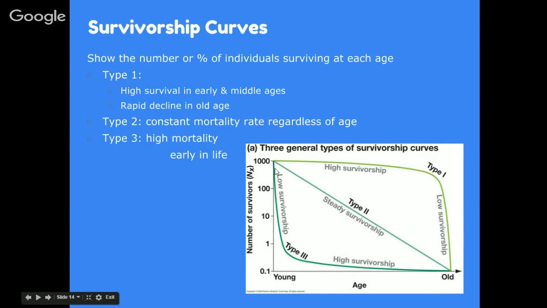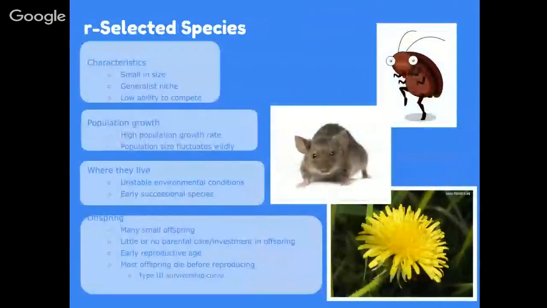Our type 2 survivorship curve will have steady survivorship, so a constant mortality rate regardless of age. It just drops throughout the entire spectrum of age for our species. In type 3, we have a high mortality rate early in life, and it levels out as our species grow older. So we're going to talk about different types of species and then compare them to these survivorship curves in just a second.